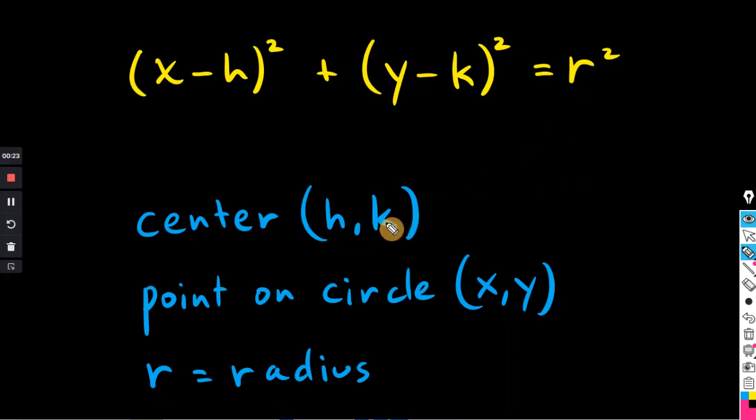Okay, h comma k are the x and y coordinates of the center of the circle. x and y are the coordinates for any point on the circle, and r equals the radius. So you need the center and the radius to write this equation.